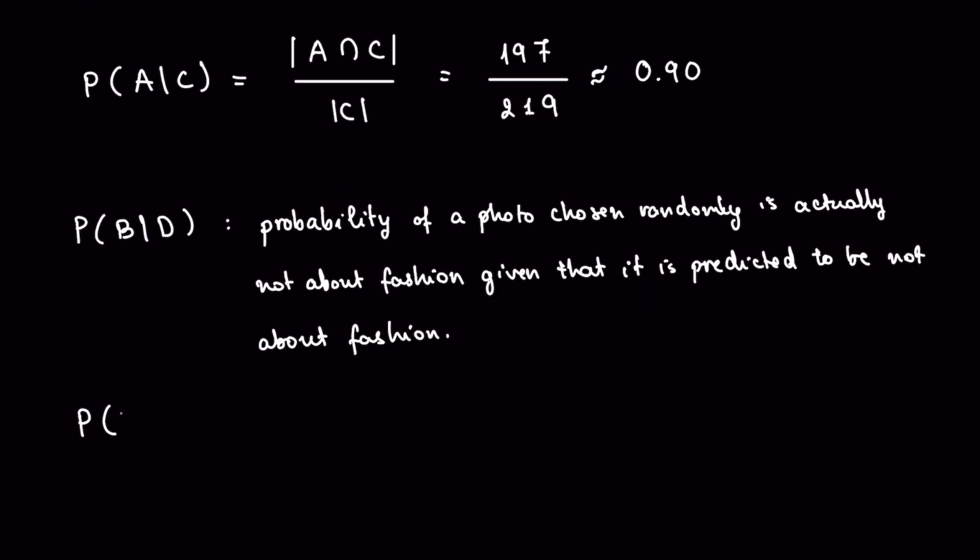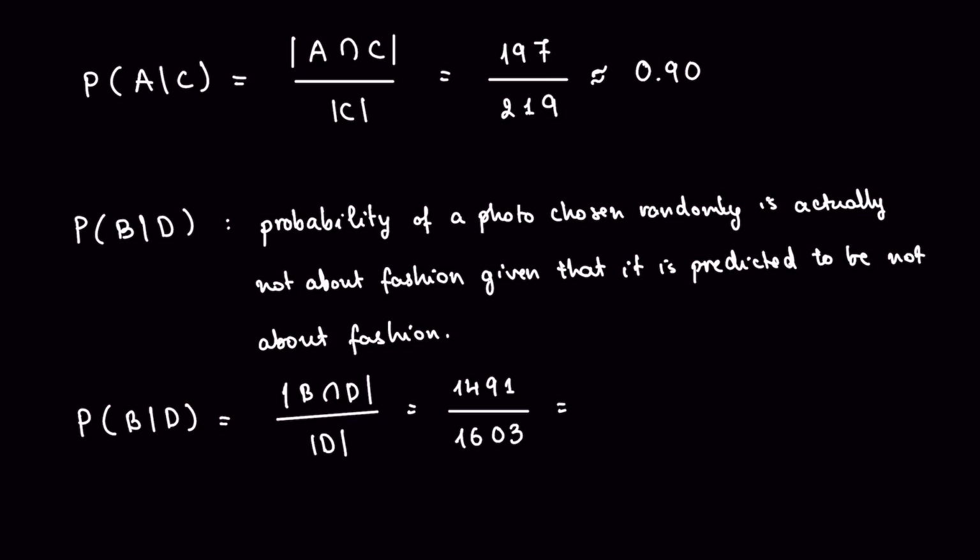By the definition, the probability of B given D is equal to the cardinality of B and D divided by the cardinality of D. The cardinality of B and D is 1491, divided by the cardinality of D, which is 1603. This is approximately equal to 0.93. That means that there is a 93% chance that a photo chosen randomly is actually not about fashions, given that it is predicted to be not about fashions. So that's it for this video in terms of examples related to conditional probability.